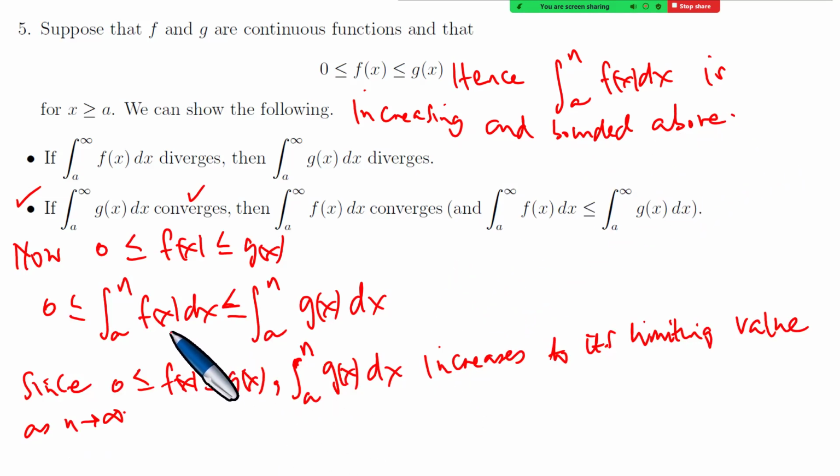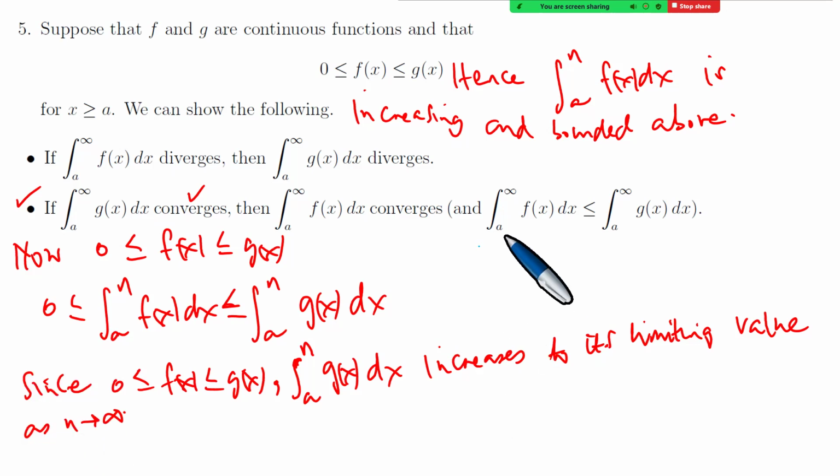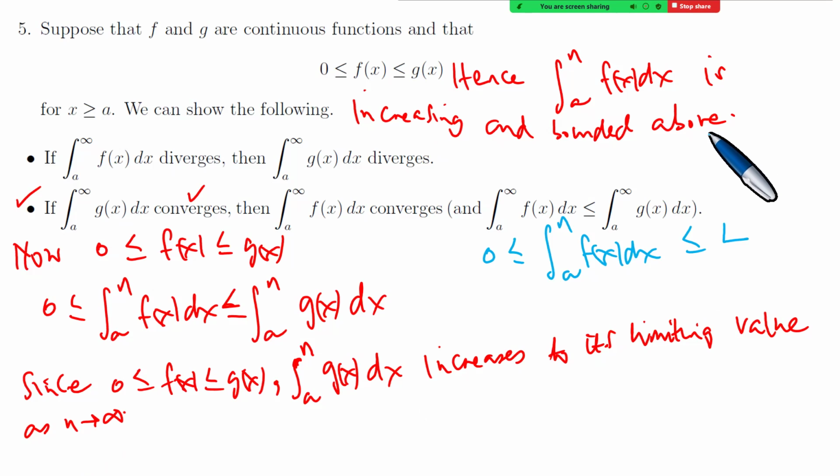Because this g is increasing, but it increases to its limiting value because it converges, this integral converges, so you can imagine that this integral goes to its limiting value. So it has a limit. Therefore you have the integral from a to n of f of x dx, and there is a limit of this. So this one is increasing and is bounded above. This is a bound because of the convergence of the g integral. So this is bounded above.